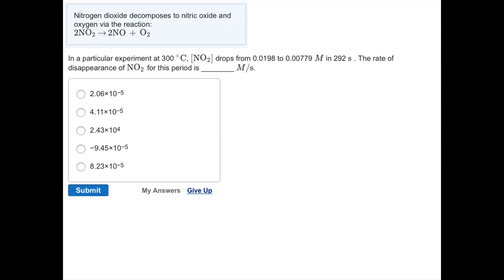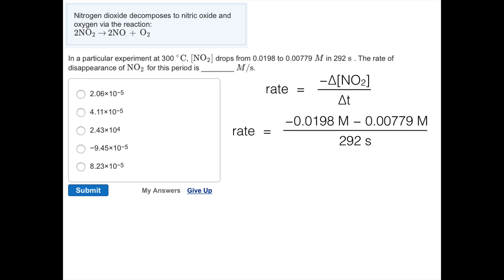The next question deals with the concentration of NO2 dropping from 0.0198 to 0.00779 in 292 seconds. So we need to calculate the rate of disappearance of NO2 over this time period. The rate of disappearance is going to have a negative, the change in concentration of NO2 divided by the change in time. We're given the values of 0.0198 and 0.00779. We'll subtract those two, divide by 292 seconds, and our rate is going to equal negative 4.11 times 10 to the minus 5 molar per second.